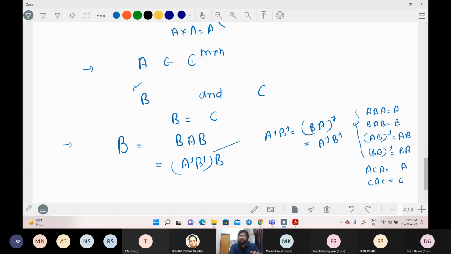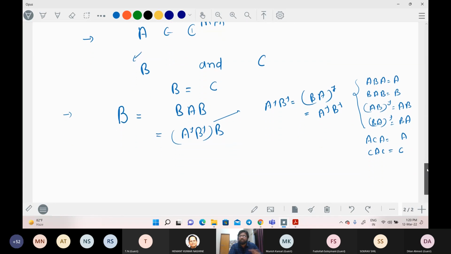So much theory is being developed just using the Penrose equations. Many methods are developed using these Penrose equations, which I will also discuss. The main motive is this: methods are also developed for computing the Moore-Penrose inverse just using these four equations.